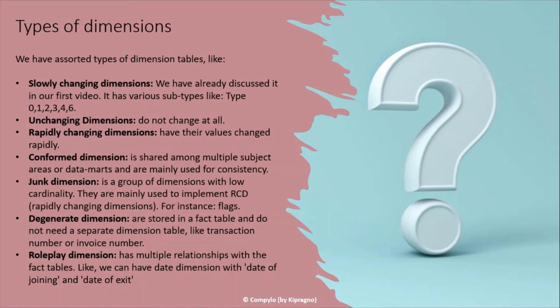For instance, flags. Degenerate dimensions. They are stored in a fact table and do not need a separate dimension table, like transaction number or invoice number. Next is role play dimension. It has multiple relationships with the fact tables, like we can have a date dimension with date of joining and date of exit.